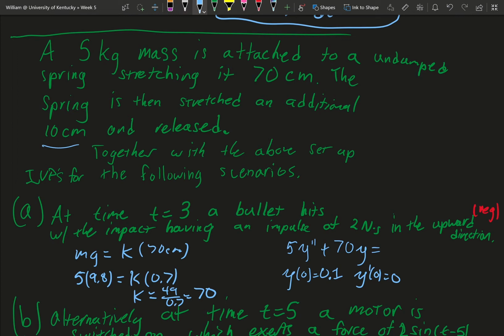So what we do here is, a bullet impacts at time t equals 3, with an impulse of 2 Newton seconds. This term right here is our force. What we want to represent is an additional force acting on us, 2 Newton seconds, and it happens only at time t equals 3. So that's going to be just 2 times delta of t minus 3.